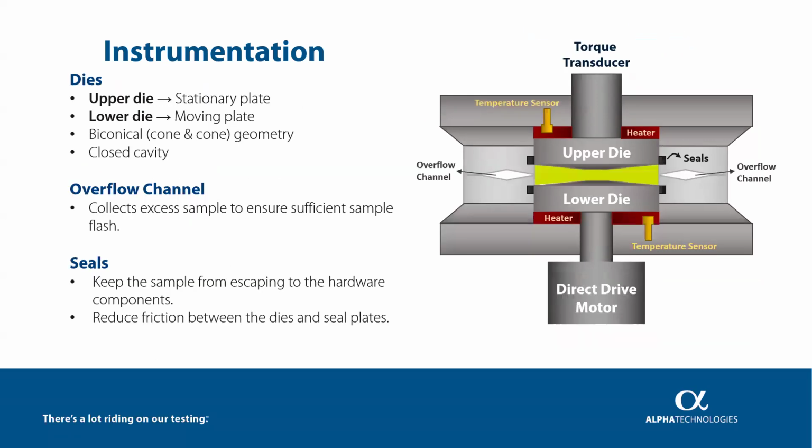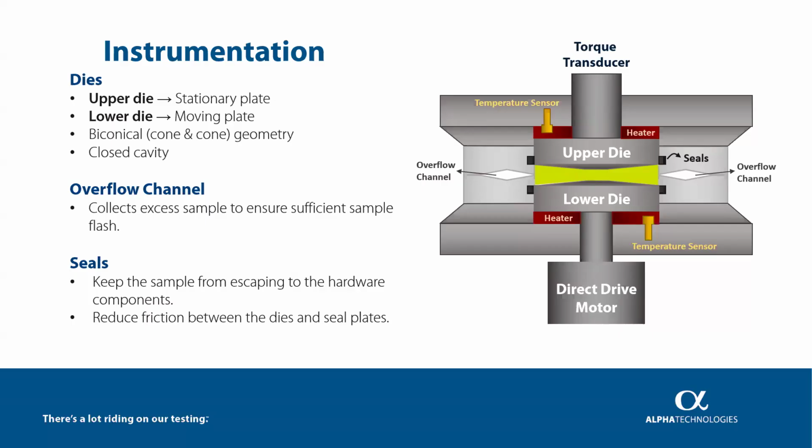Here we have the dies. The upper die is a stationary plate connected directly to the torque transducer, while the lower die is the moving plate driven by the direct drive motor. These dies are designed with a unique geometry, a biconical or cone and cone shape, which ensures a uniform strain field during testing. And one of the key advantages of the RPA is its closed cavity design.